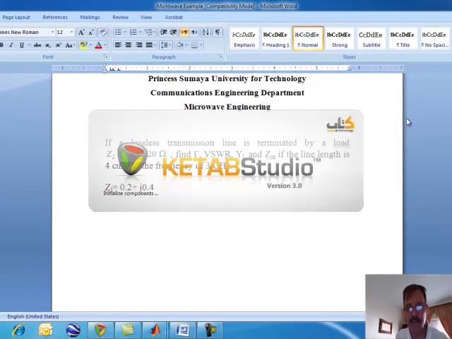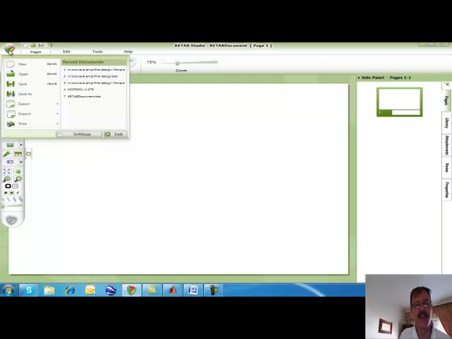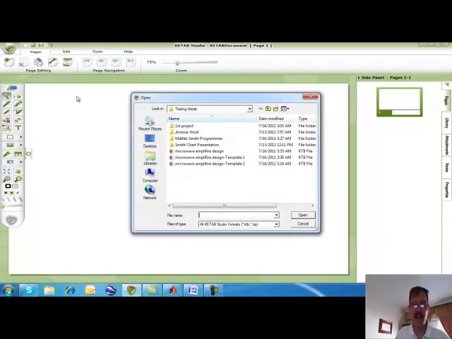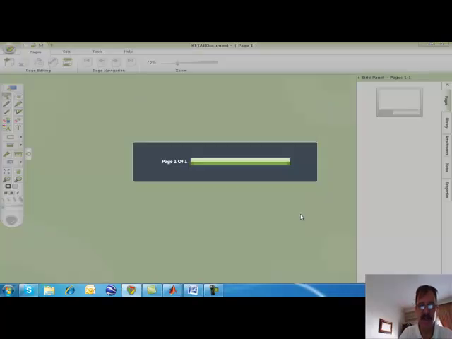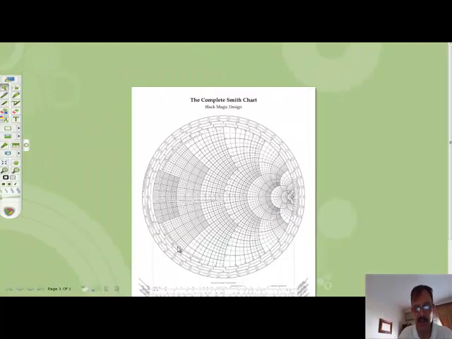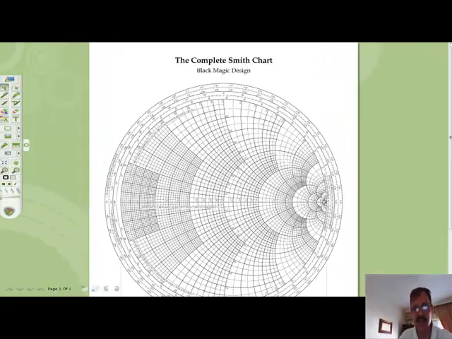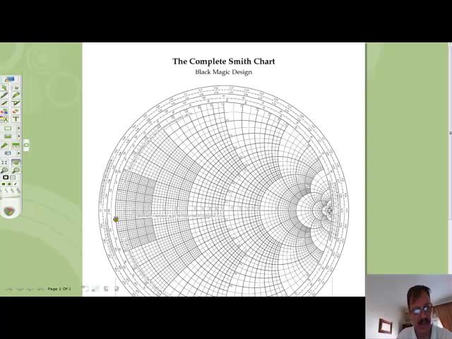Let's go now into Kitab, which is a software, Kitab Studio software designed by students at PSUT for use in the classroom and with interactive boards. But here we just use it as it is. Now we open an ordinary Smith chart. We import it from the desktop of the computer into Kitab, and then you can see that we can zoom in and out to see exactly how we use the Smith chart and how it's a good idea for the students to follow.